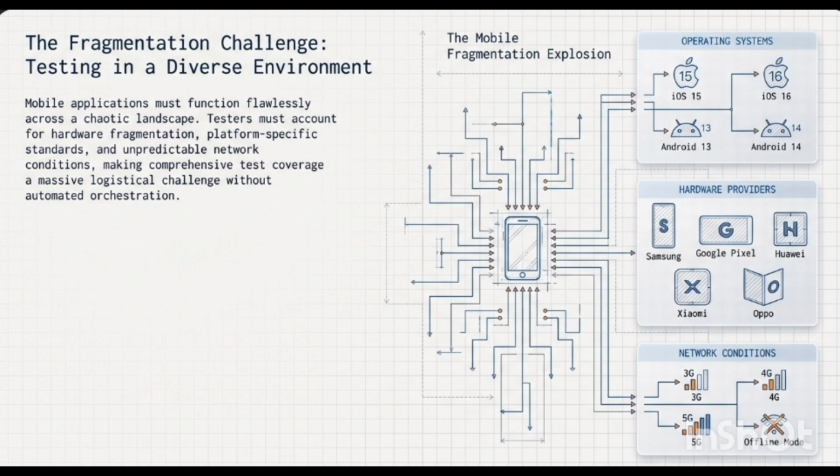Right. Which is why relying on human testers to manually tap through every possible user journey on physical devices is fundamentally broken. It's too slow and it misses edge cases. And in today's rapid release environment, it's just financially ruinous, right? Exactly. To detect defects early and actually protect a brand's reputation, automation is pretty much the only viable path forward.